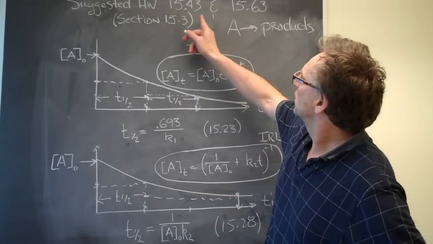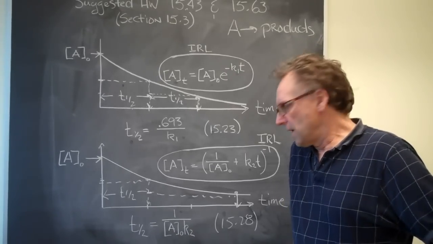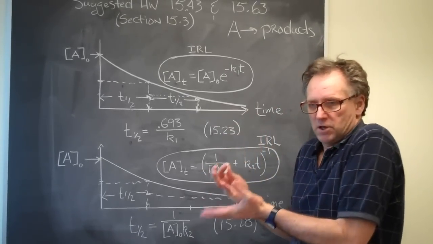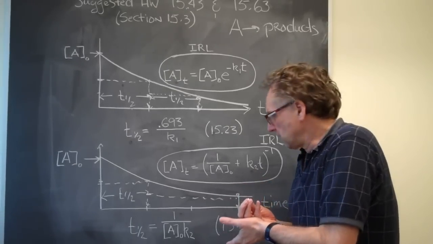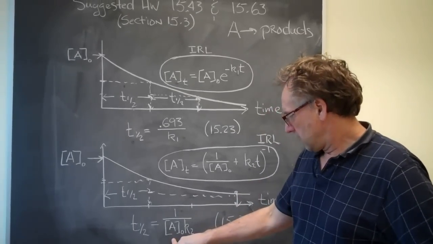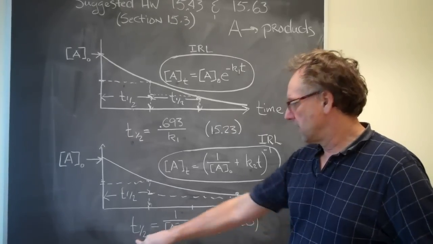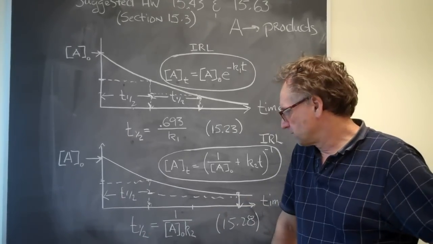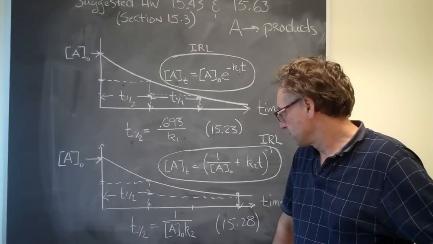So in particular for homework problem 15.43, the question says, if you double the initial concentration of something, what happens to the half-life? Well, I can see what happens if I make this number twice as big, the denominator's twice as big. That means the half-life is half as big. It reacts faster.